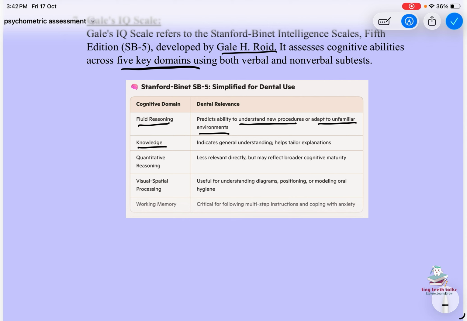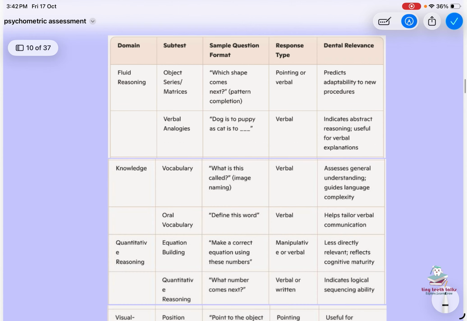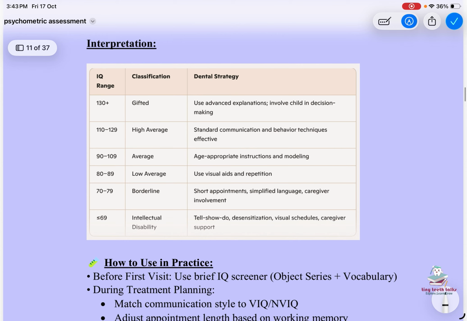Knowledge indicates general understanding, helps tailor explanation. Quantitative reasoning is less directly relevant but may reflect broader cognitive maturity. Visual-spatial processing is useful for understanding diagrams, positioning, modeling, oral hygiene. And working memory is critical for following multi-step instructions and coping with anxiety. So these are the domains, these are the subtests in the domain, and these are the sample question responses and dental relevance, and these are the interpretation.